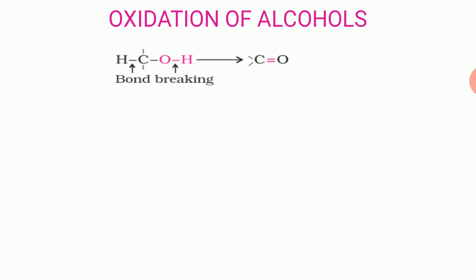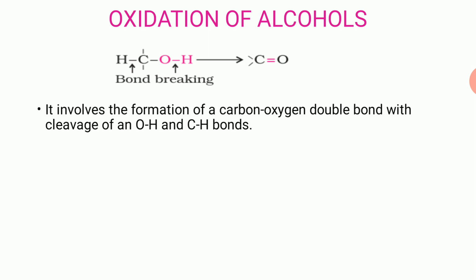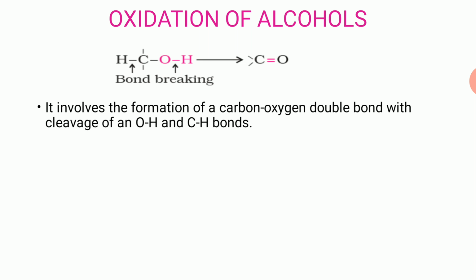Hello everyone. In this video, we are going to study the oxidation of alcohols. Oxidation means the addition of oxygen, or in other words, the removal of hydrogen is also an oxidation. In this topic, the carbon-hydrogen bond will break and the oxygen-hydrogen bond will break. As a result, these two hydrogens will be liberated in the form of dihydrogen and the carbon-oxygen bond will be converted to a carbonyl group.